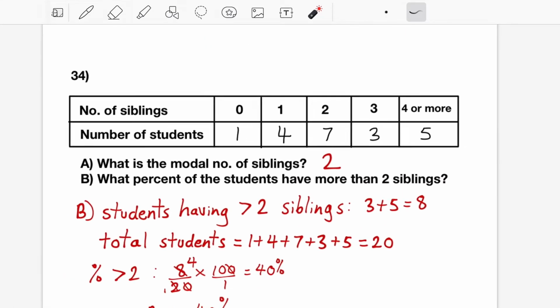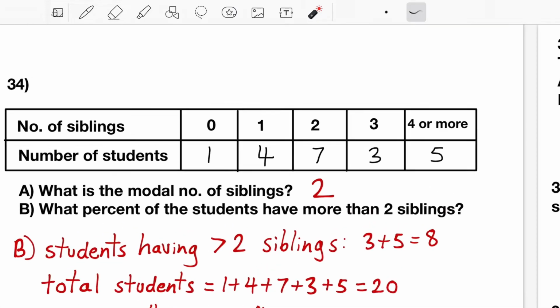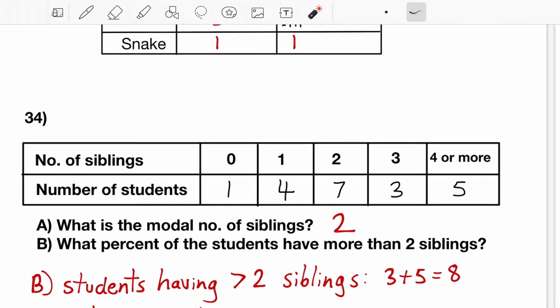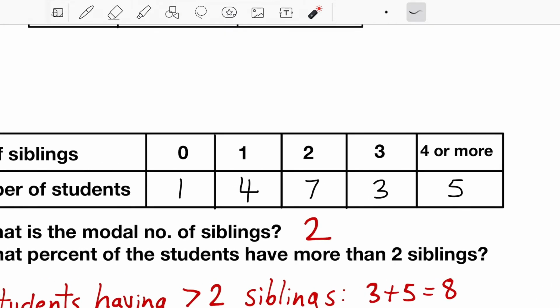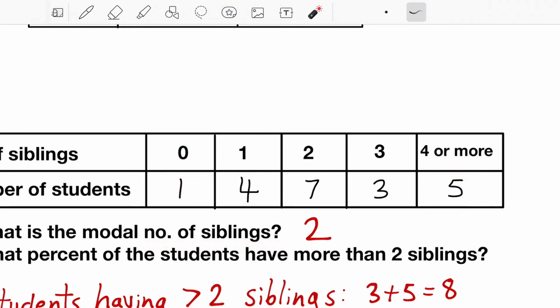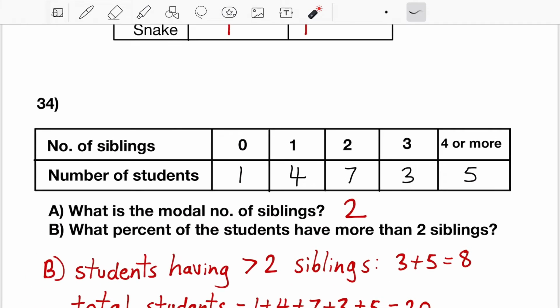34. What is the modal number of siblings? So I'll give you an example of what is wrong before we go through the answer. So if we had 5 students having 0 siblings, it doesn't mean that 5 would be your answer, because you're seeing 5 here and here. Why? Because 5 is for the number of students, not the number of siblings. So the most frequent or most popular number of siblings would be 2.